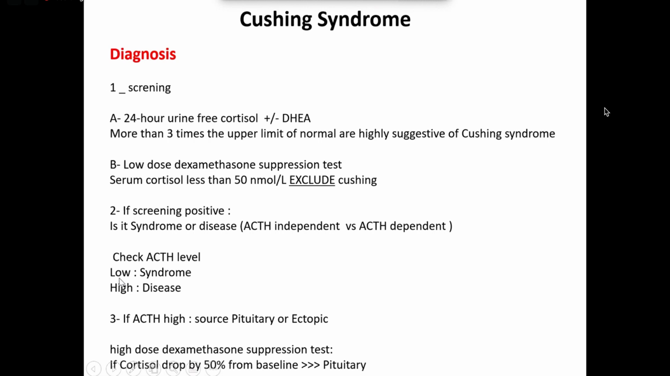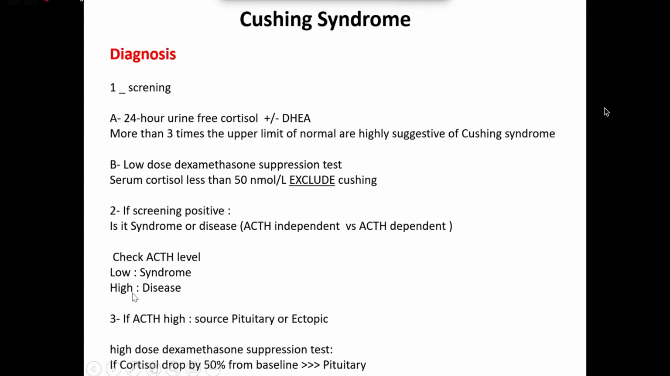If the level is low, it means that the adrenal gland is secreting too much cortisol, and this will lead to a negative feedback to the pituitary gland. This is Cushing syndrome. In Cushing disease, we see the ACTH is very high. So now for us as surgeons, if it's low, this is Cushing syndrome, and we might need surgery at the end. But if it's high, that's maybe endocrine or neurosurgeon.